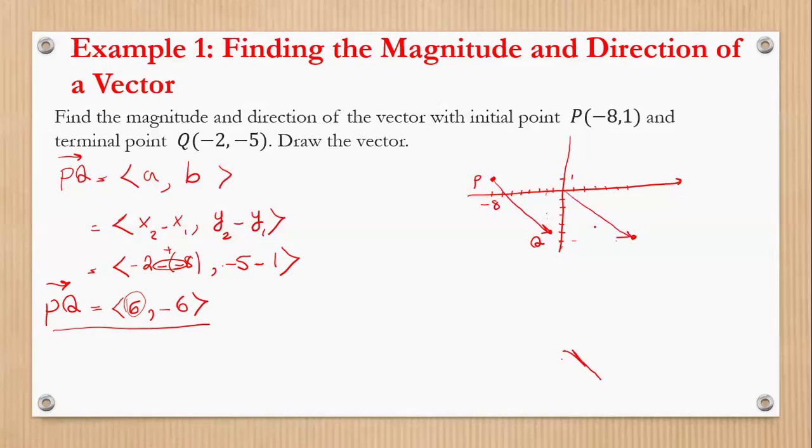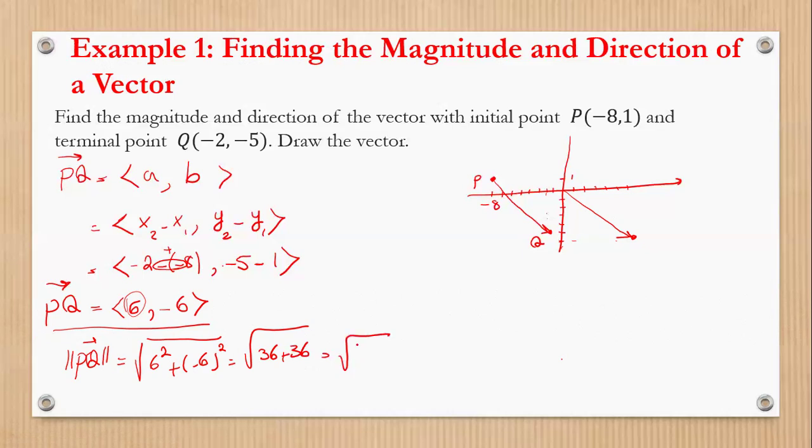Okay, now after finding the component of this vector, it's time to find the direction and the magnitude. How do we find the magnitude? Just using the right triangle property. So the magnitude of vector PQ is the square root of a squared plus b squared. A is 6, b is -6. 6 squared means 36. -6 squared is also 36.